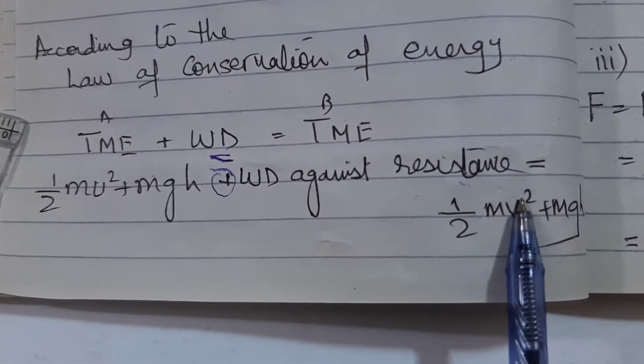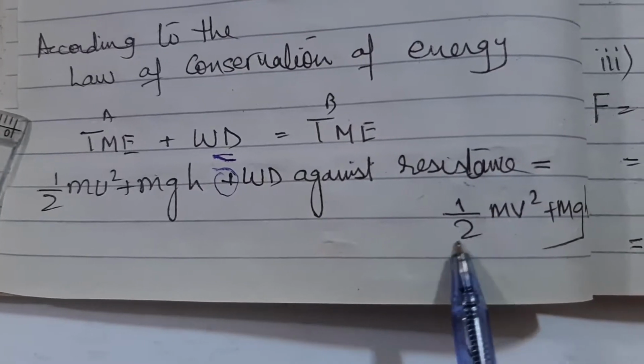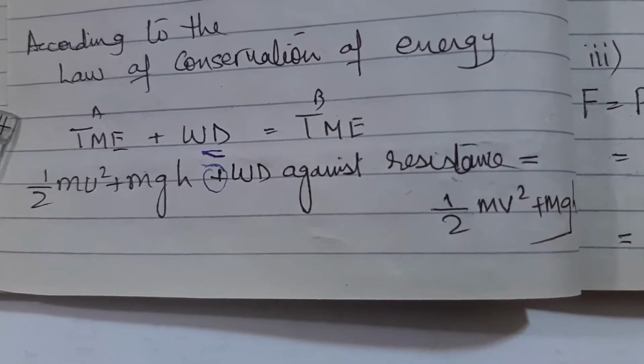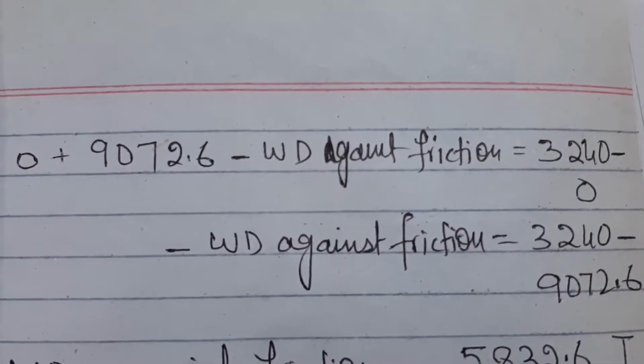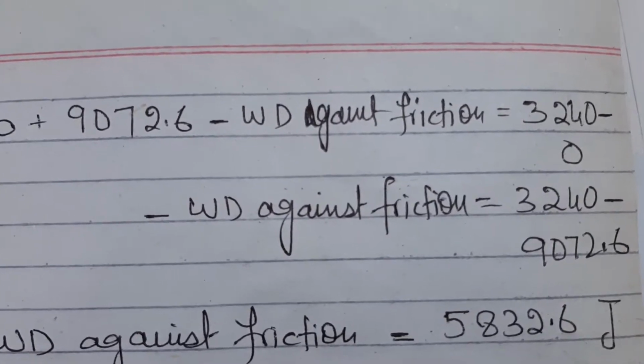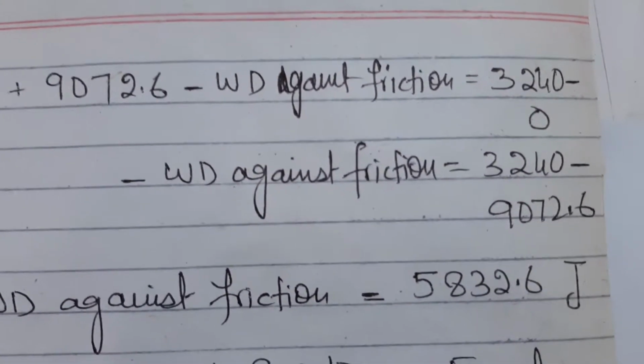And half mv square, the kinetic energy, will be 3240, which we have just found in part 1, right? So here I am substituting the values in the formula, and this will help me to get the work done against friction.